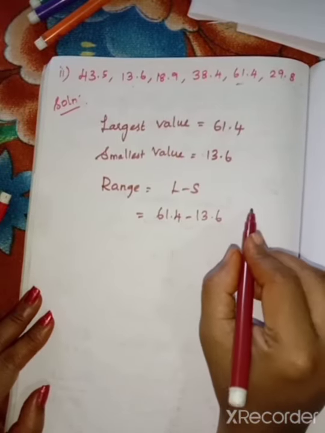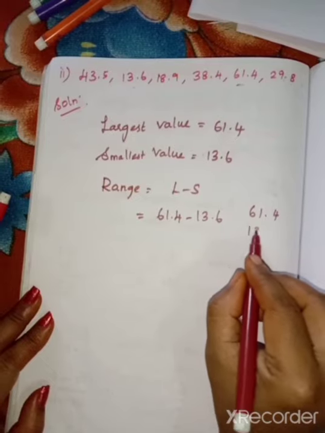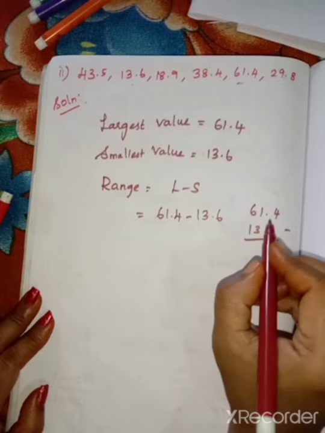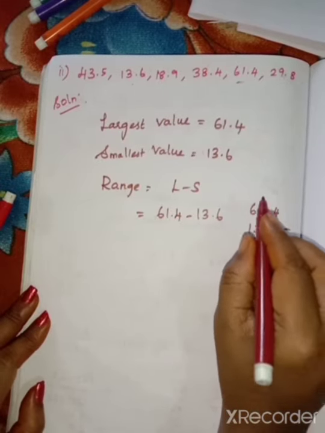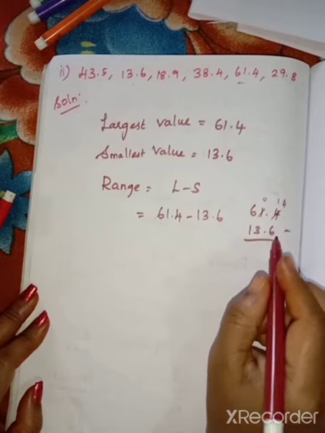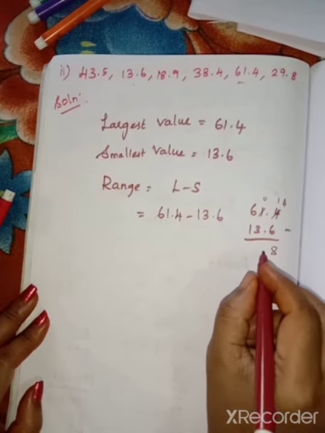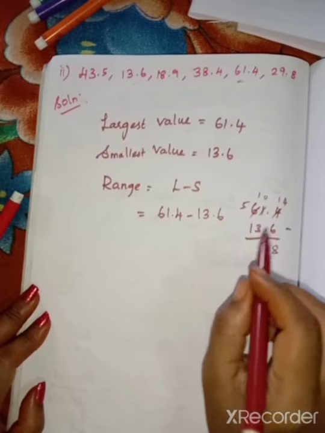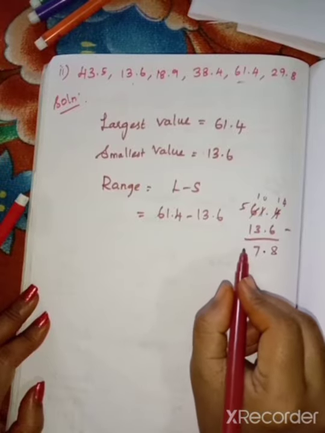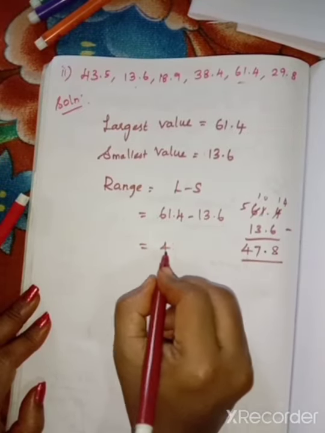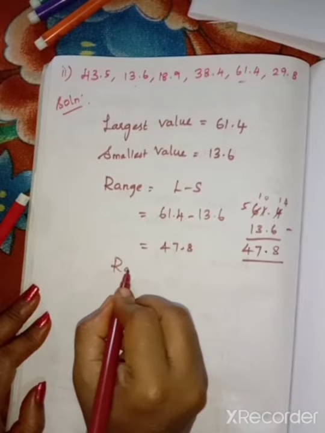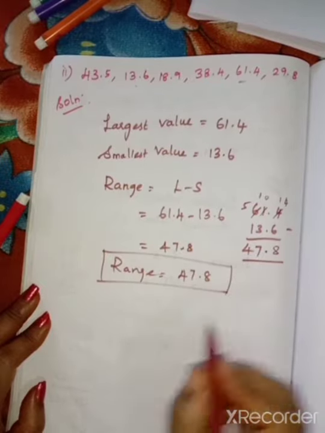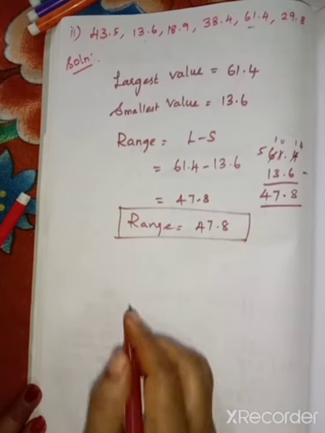So here we want to subtract: 61.4 minus 13.6. 4 minus 6 is not possible, so borrow from the near number. It will be 0, this one is 14. So 14 minus 6 means 8. Write the decimal point. 0 minus 3 is not possible, so 10 minus 3 is 7. 5 minus 1 is 4. So the value is 47.8. So range equals 47.8. Then we want to find the coefficient of range.